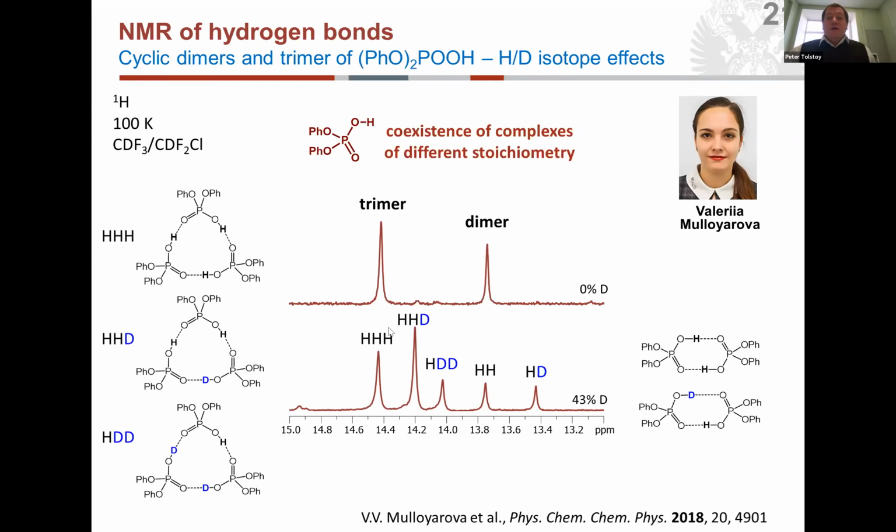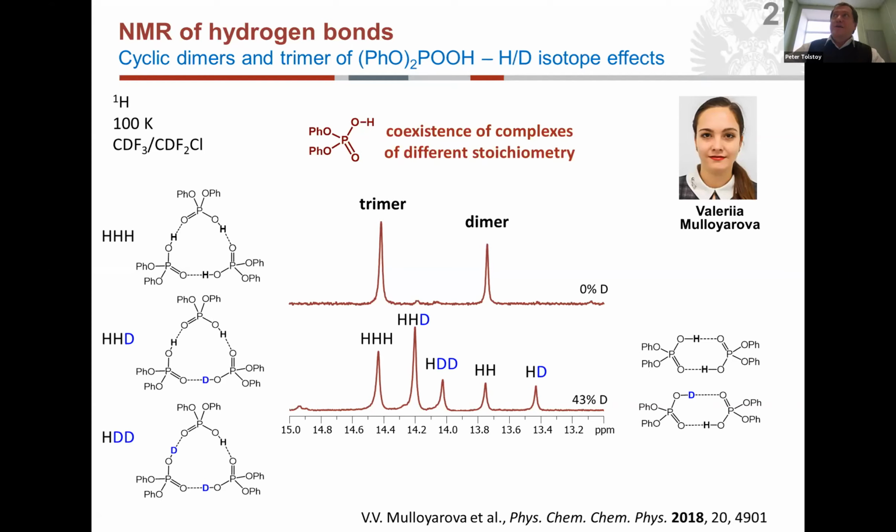In this case, we're sure that we're looking at a trimer, because the trimer contains 3 protons and it can have more isotopologues: all 3 protons, 2 protons and 1 deuteron, 2 deuterons and 1 proton. If there would be 3 deuterons, it just would not contribute to the proton spectrum. So counting the number of new lines, we can count the number of hydrogen bonds in self-associates, and that's how we can distinguish dimers and trimers.